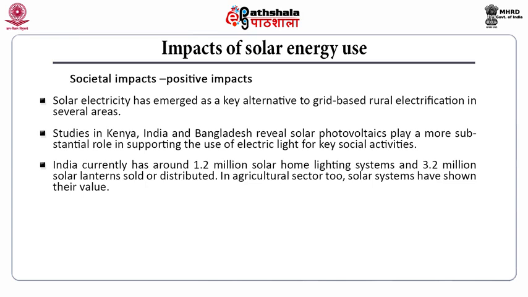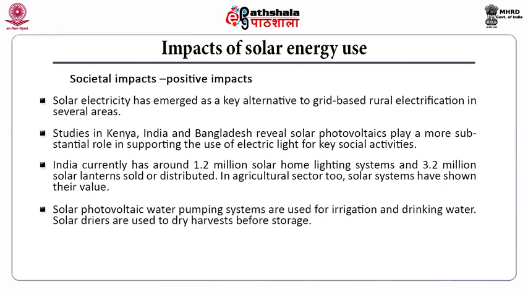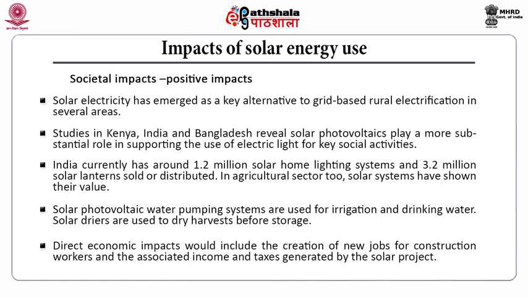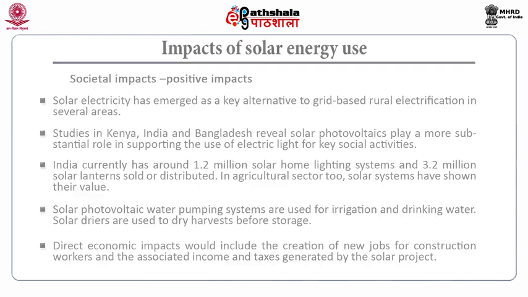In the agriculture sector, solar systems also have their importance. Solar photovoltaic water pumping systems are used for irrigation and drinking water. Solar dryers are used to dry harvest before storage. So, the direct economic impacts would include the creation of new jobs for construction workers and the associated income and taxes generated by the solar project.